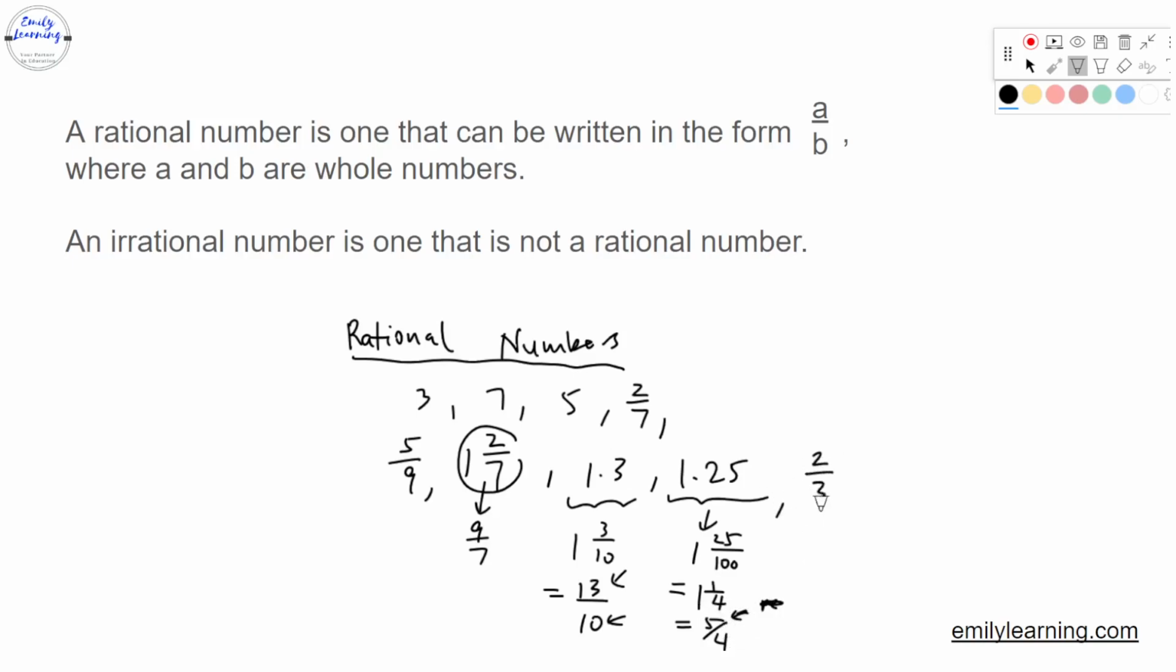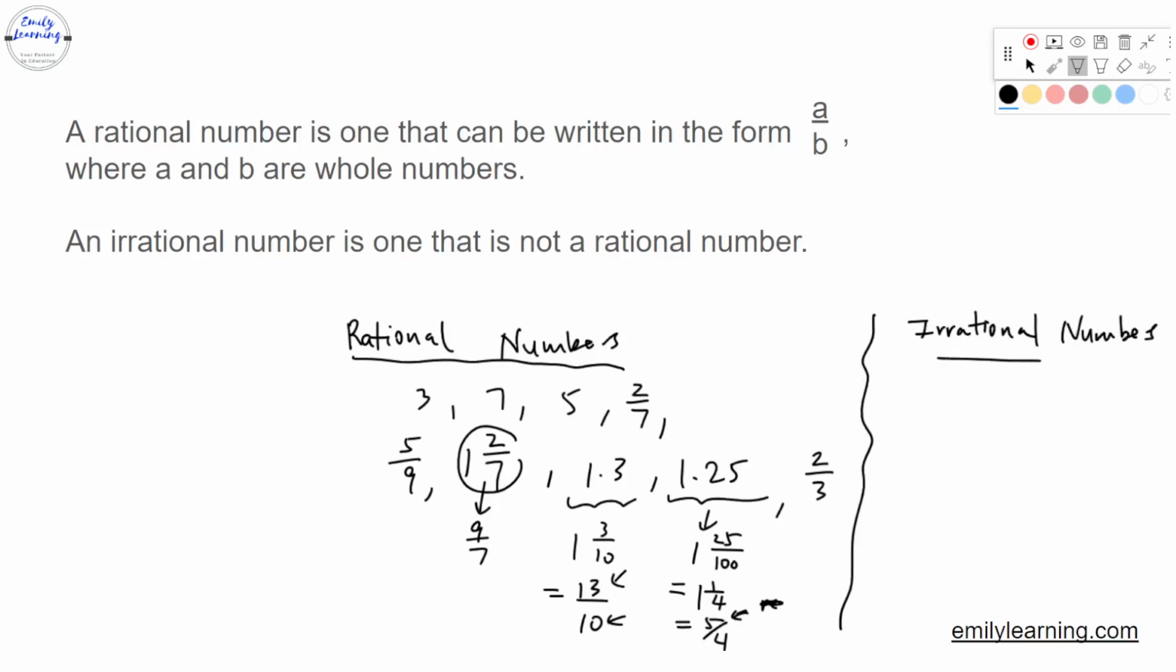Then next, if you look at 2/3, it is 0.66666667 and so on. But when you convert it to a fraction, it can be written in the form of 2 over 3, where both 2 and 3 are whole numbers. So therefore 2/3 is a rational number. Now that we have covered so many rational numbers, let's take a look at irrational numbers.